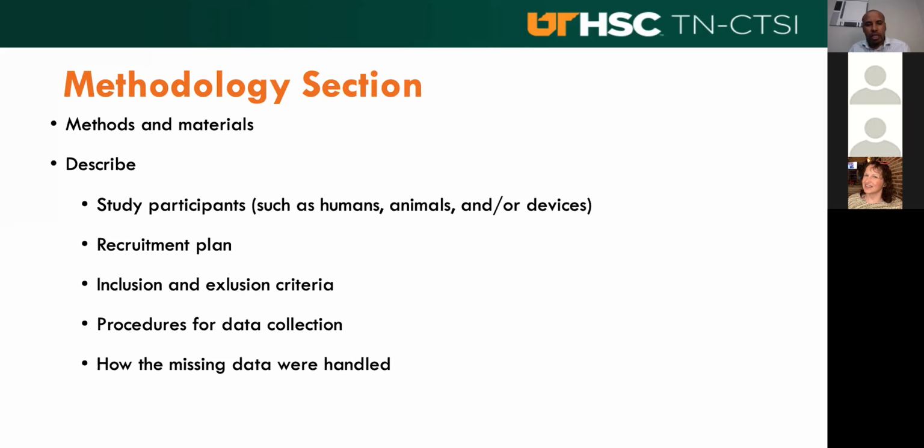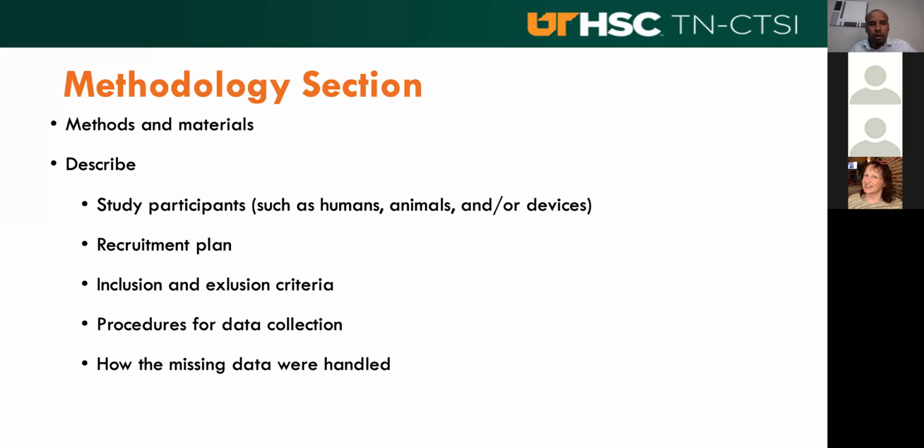The methodology section, sometimes it's written as materials and methods, other times methods. In this section, you describe the study participants. That can be humans, animals, or it can also be devices. So describe in detail so that people will understand whom the study was conducted on.